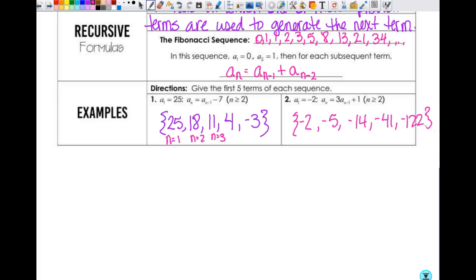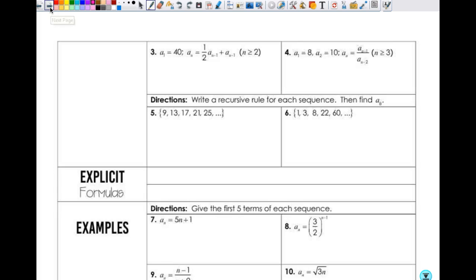Okay, so do you understand how the recursive works? We good? Easy enough? All right. Actually, we are going to do 3 and 4 just because they kind of show up a little bit differently here.